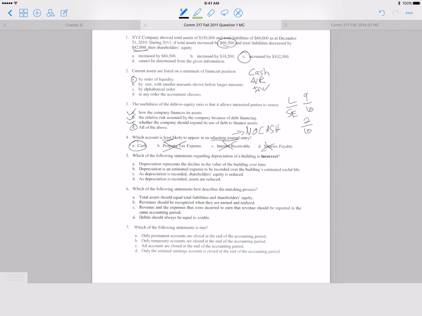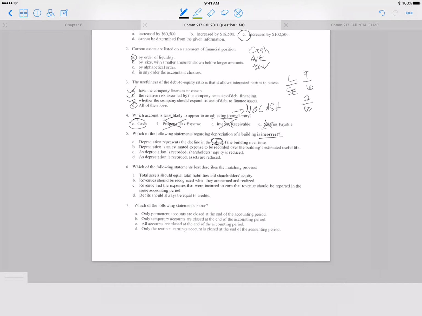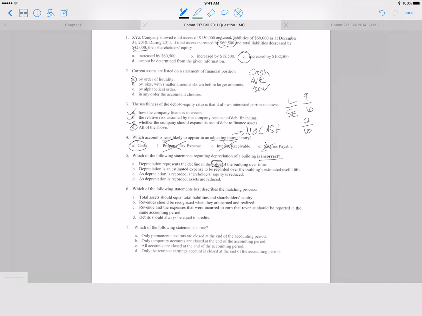So number 5, which of the following statements regarding depreciation of a building is incorrect? So A, depreciation represents the decline in the value of the building. That's questionable, and we'll get back to it because the term value is something that raises concern, but let's go to the other answers and see if they're incorrect.